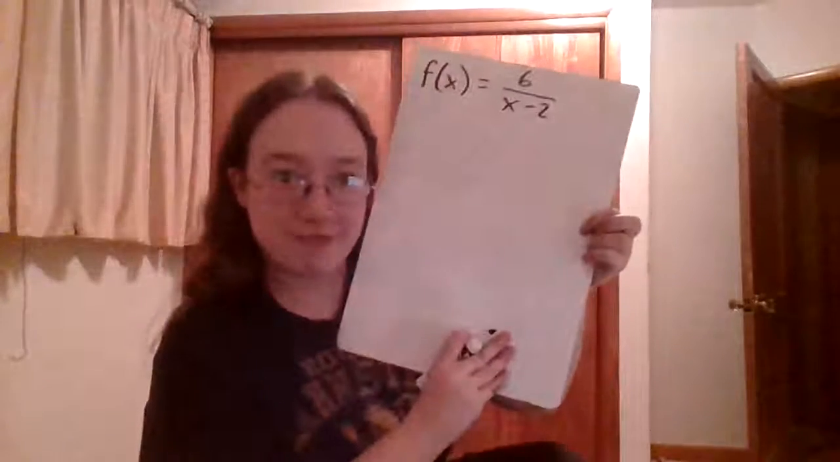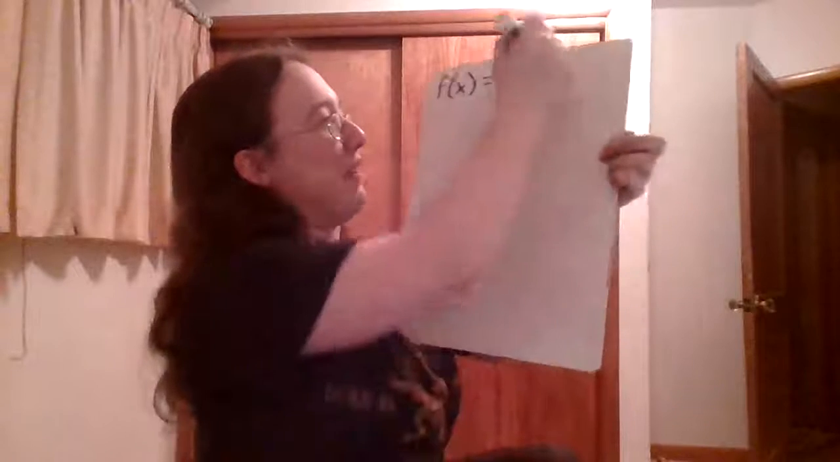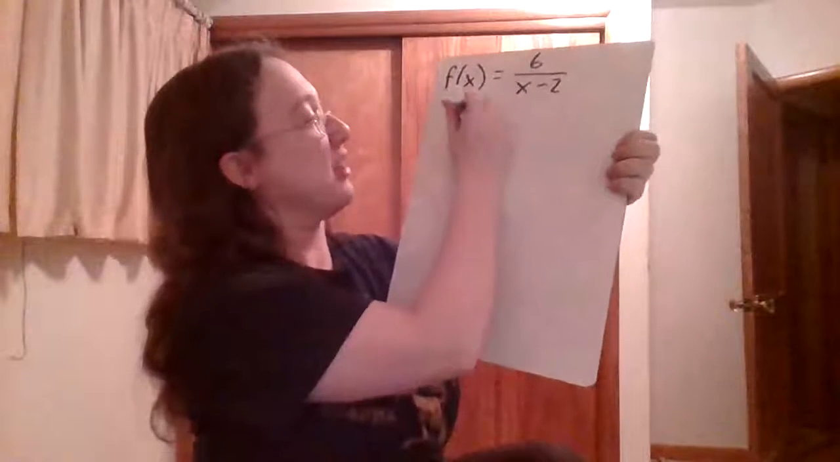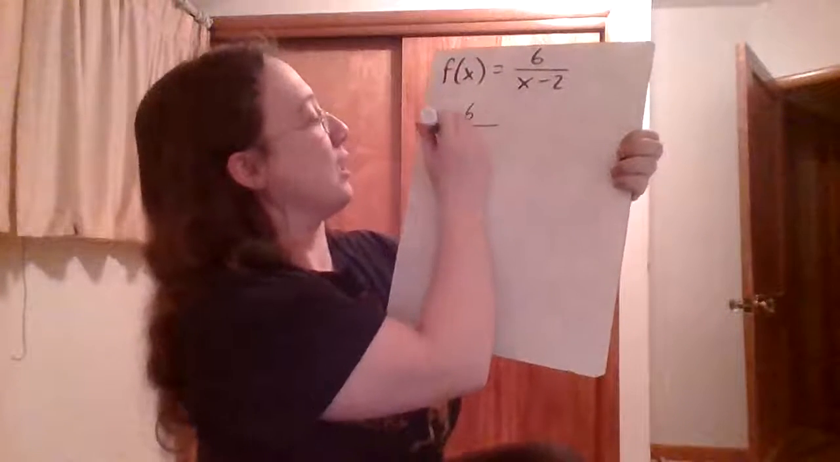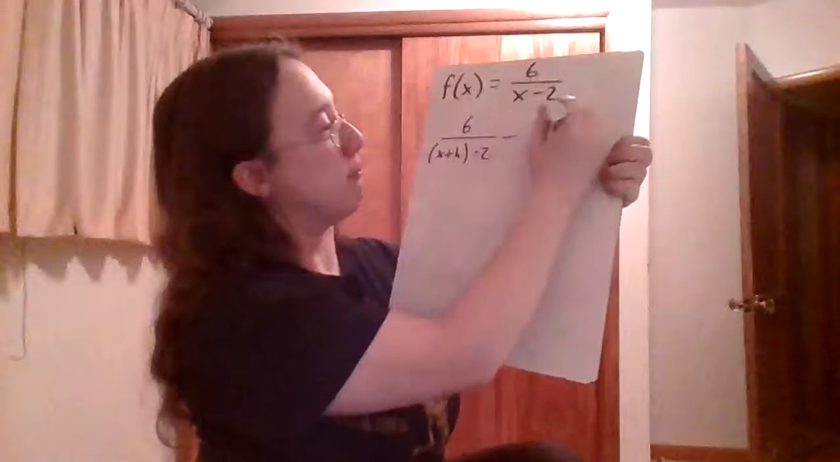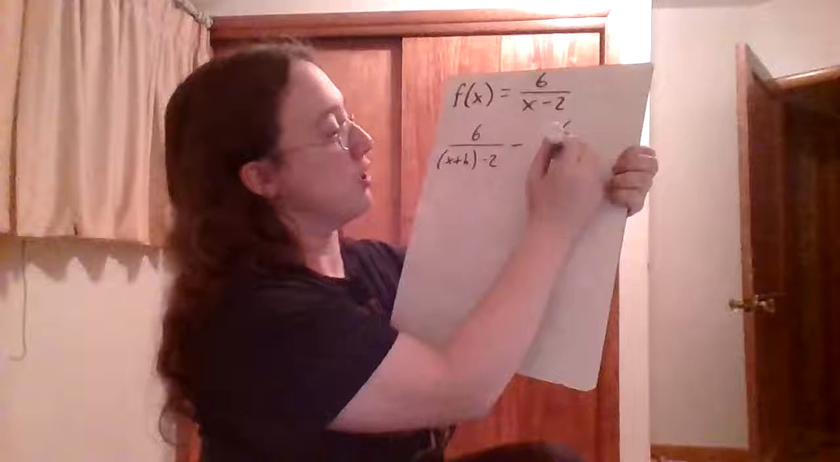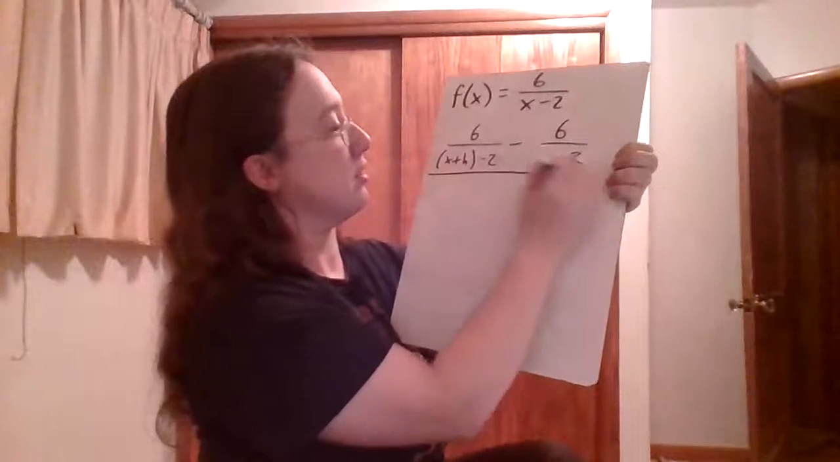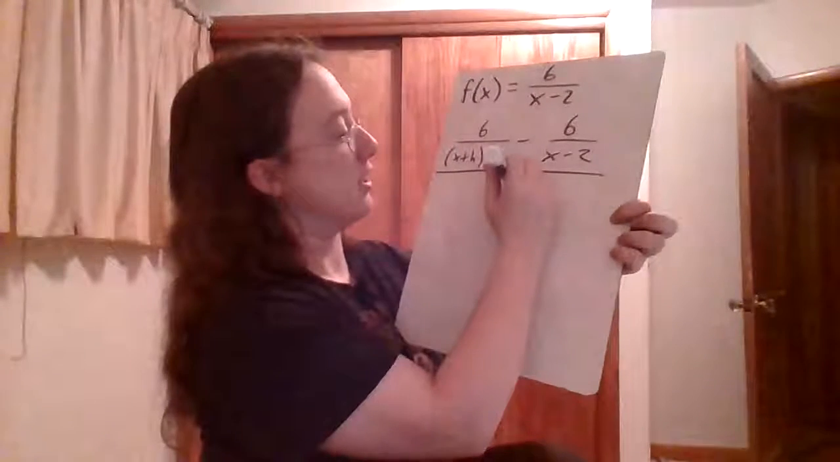So let's say we got a fraction. Alright, so we've got 6 over x plus 2. So we're going to have 6 over x plus h minus 2 minus 6 over x minus 2, over h.